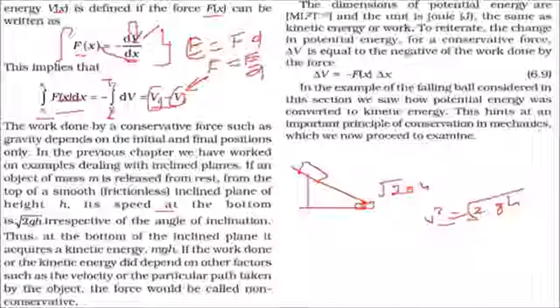Kinetic energy is half mv square, and we take the different directions of the velocity into account. The dimension of potential energy is ML square T to the minus 2. The unit is joule, because it is an energy, the same as kinetic energy or any work. So let me reiterate that the change in potential energy for any conservative force, delta V, is given by the negative of the work done by the force for a certain displacement.